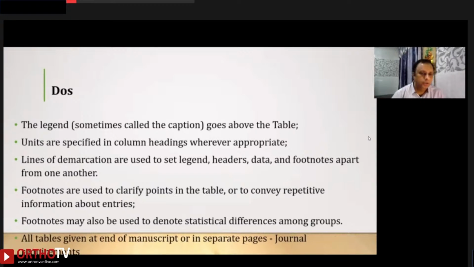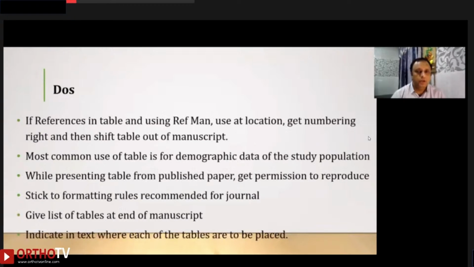Footnotes are used to clarify points in the table or to convey repetitive information about entries. Footnotes may also be used to denote statistical differences among groups. All tables are given at the end of the manuscript or in a separate page. That's based on journal instructions.